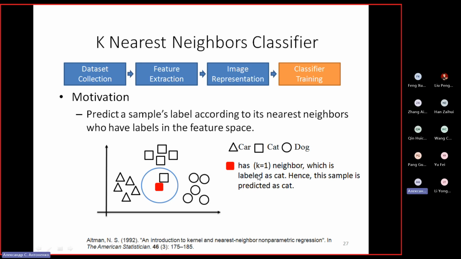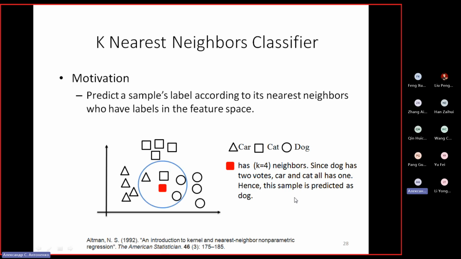This unknown object has a neighbor which is labeled as cat. So we decided this sample is predicted as cat. But we can do the same, but with bigger k. So we can predict a label according to its nearest neighbors. Not one nearest neighbor, but several nearest neighbors. For example, we can take 4 neighbors, and this object has 2 neighbors as dog and 1 as cat.